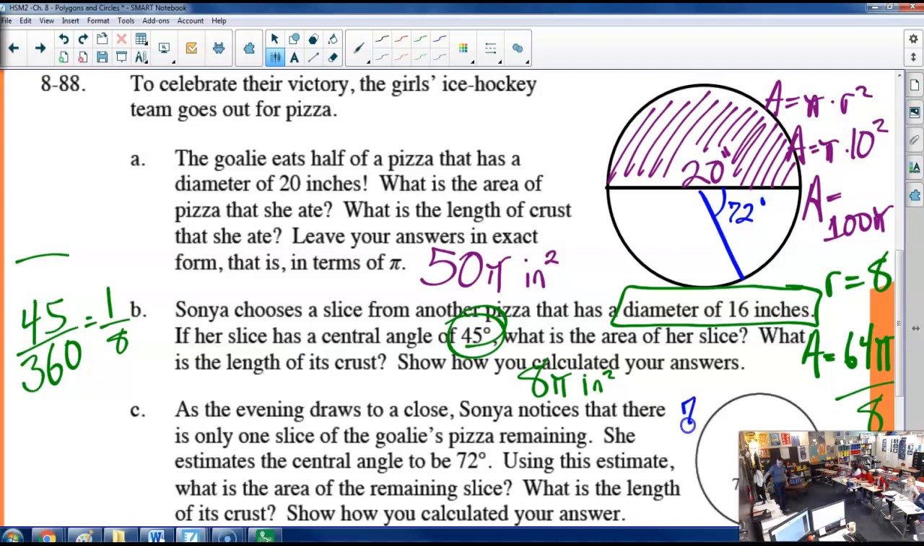I mean, it gives you the same, but you know what it means. Yeah, but it's a 5th. 1/5. It's 20 pi. So it's a 5th of our 100 pi. So this is 20 pi inches squared. So even though Sonia ate the same, one slice, this one slice is a whole lot bigger area-wise than this one slice. Not only is it a bigger angle, but because of the larger diameter, you pick up a lot of extra area.